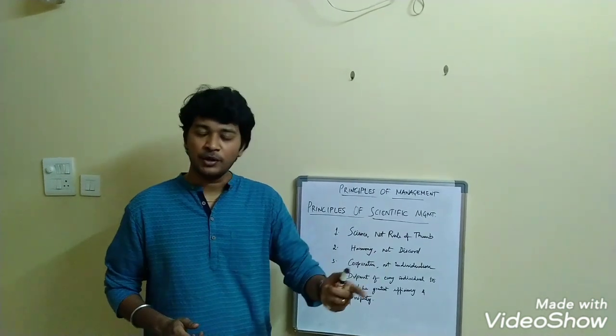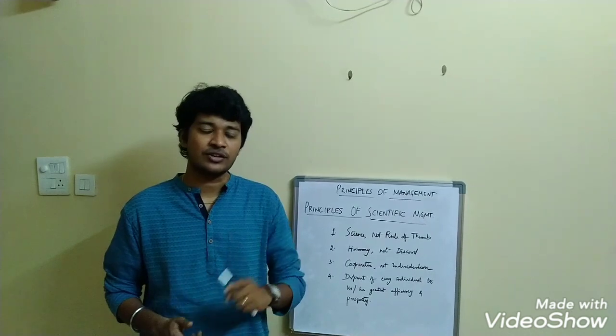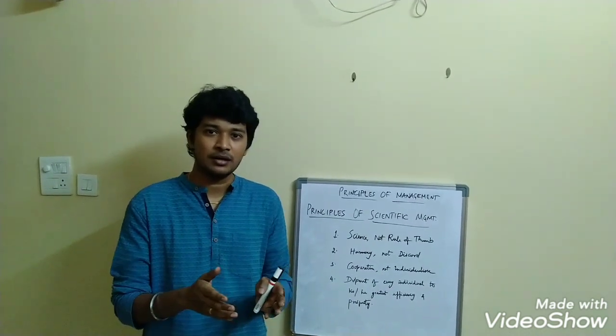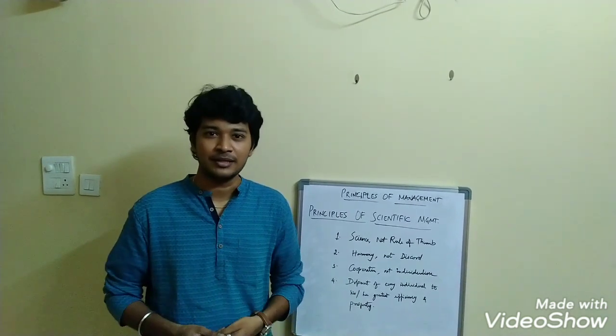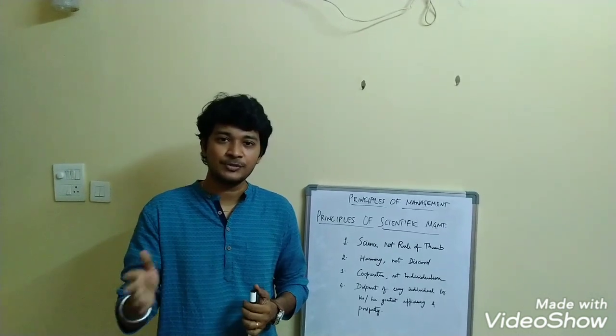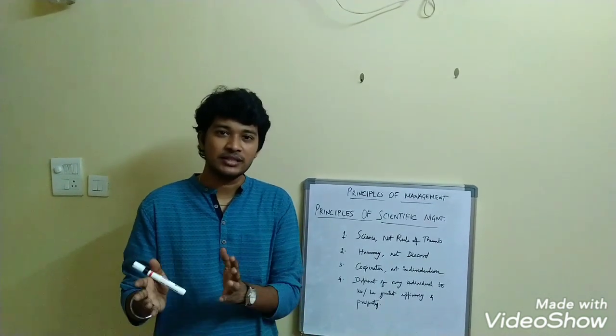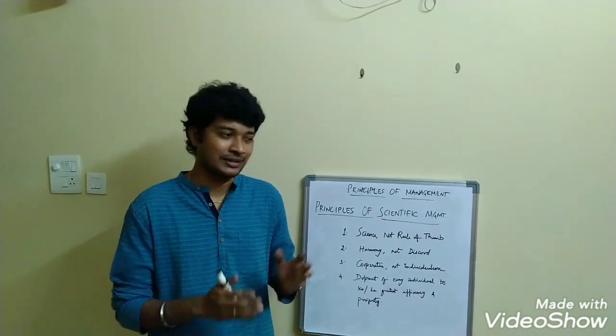And with respect to workers, what should they do? They should desist from going on strikes. They should desist from making unwarranted demands from management. So the employees should also make sure that they don't pester the management for unwarranted demands. So this is very important, is what Taylor says.